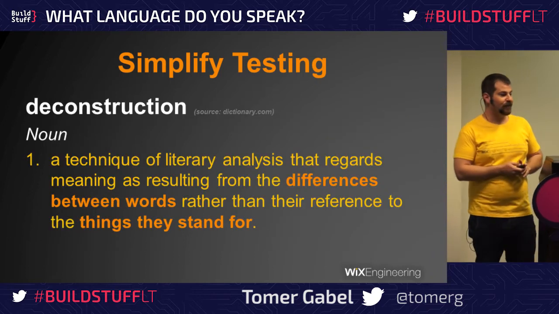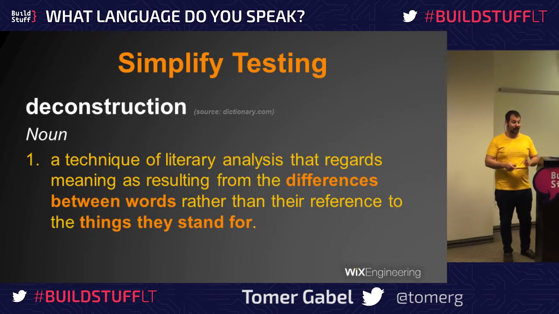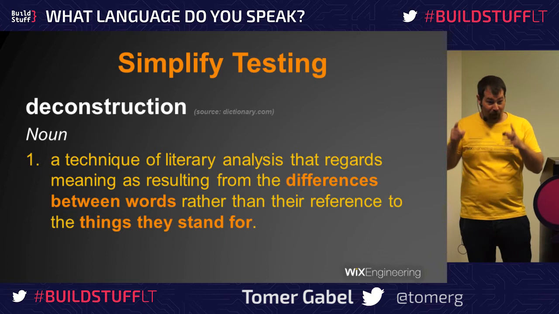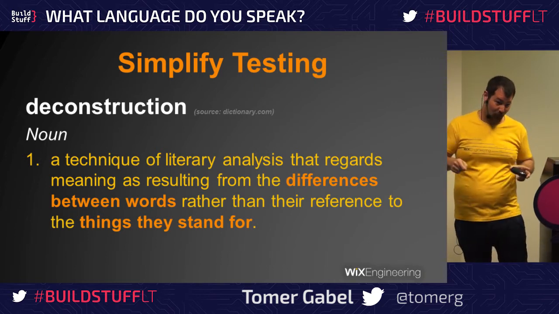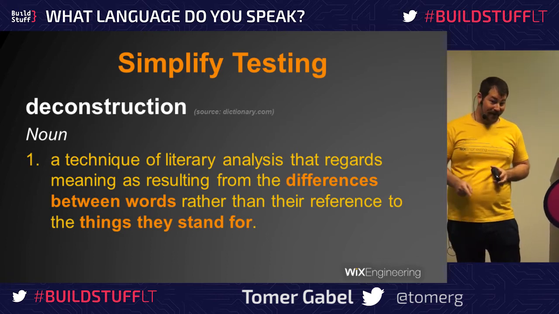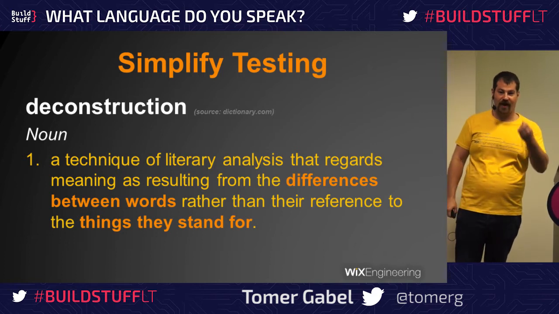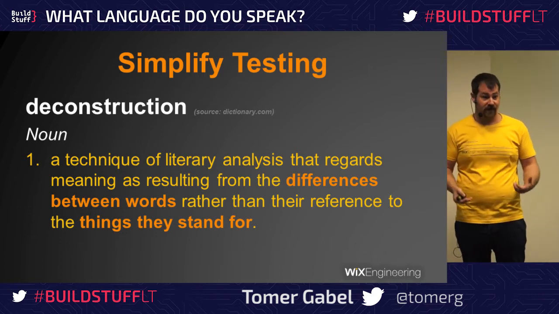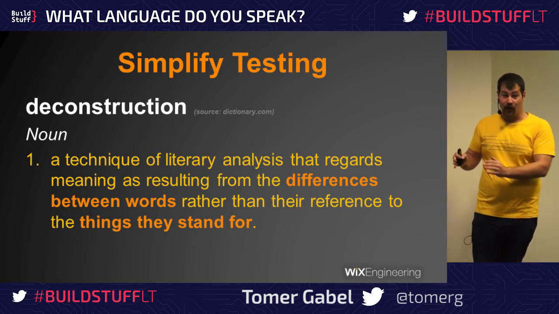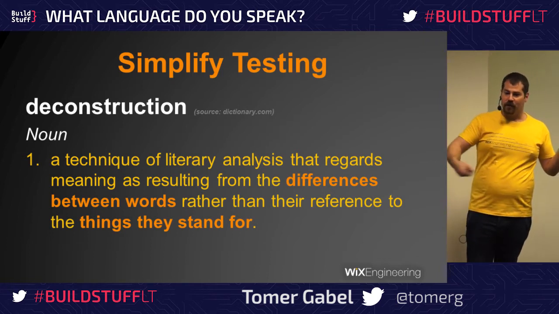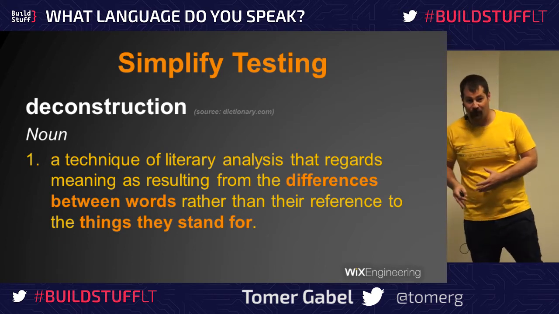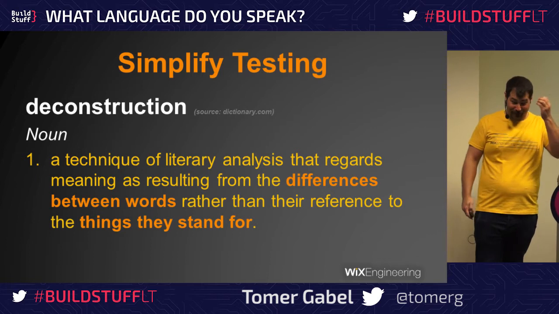It's a technique of literary analysis that regards meaning as resulting from the differences between words, in bold, rather than the reference to the things they actually stand for, once again in bold, right? Doing testing this way is stupid. And the reason why it's stupid is because instead of testing the thing you actually care about, right? You have a unit or a set of units in your code base that you want to test in isolation. So instead of just doing that, you take the system as a whole and you start throwing stuff out of it so that it resembles the subset of the system you actually care about. This is an inherently silly notion.